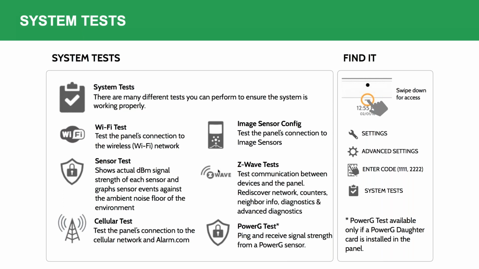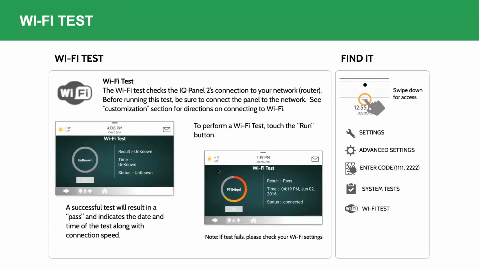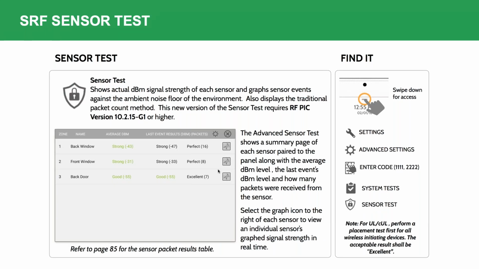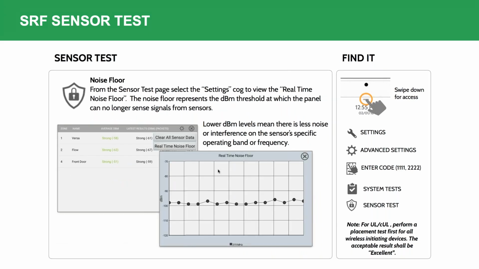I've touched on all of these, but let's get into them a little deeper. The first one we have is our Wi-Fi test. This is more or less just letting you know, hey, I'm connected to Wi-Fi. It's working. The next test is our sensor test. This thing is awesome. I wish we would have had this the last 20 years, but it's been with our panel. This test actually goes out and measures the noise floor of the environment, like I mentioned earlier.